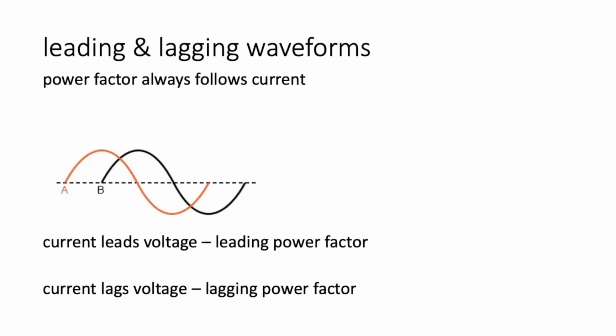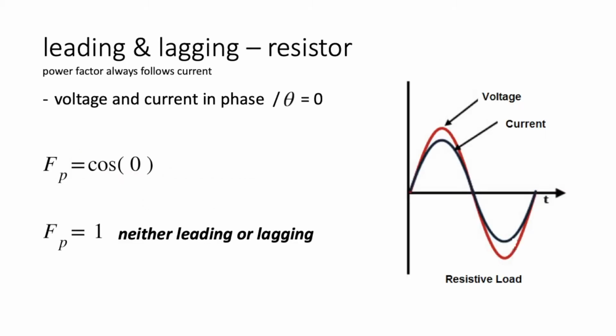When we talk about power factor, we always have to mention if it is leading or lagging. First off, power factor always follows the current. So looking at the diagram, we can see that wave A leads wave B. So if we let current equal wave A, then we would have a leading power factor. Whereas if we let current equal wave B, we would have a lagging power factor.